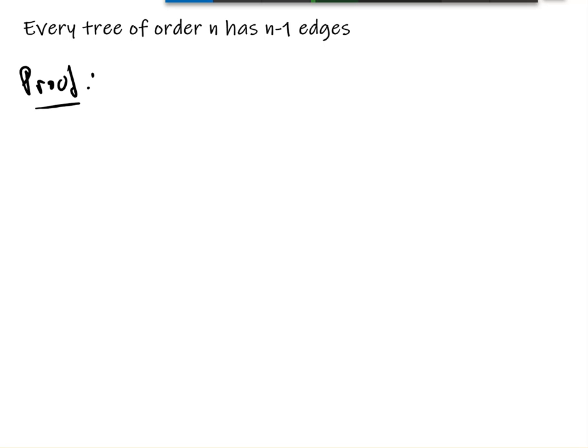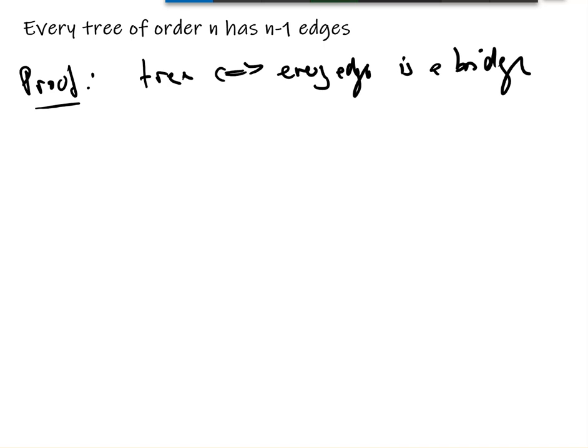So we just established that tree means every edge is a bridge in a connected graph, right? That's what we did in the last video. So let's use induction on n, somewhat similar to the proof in the book.